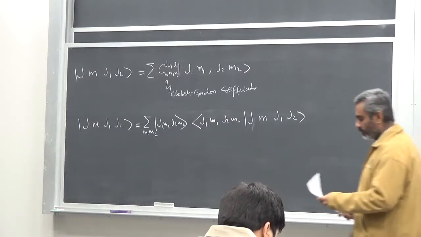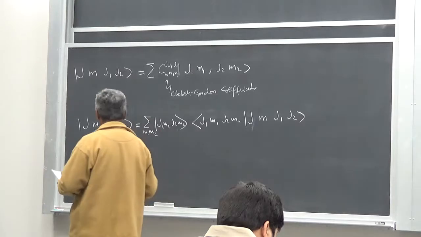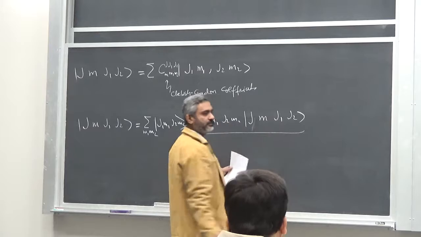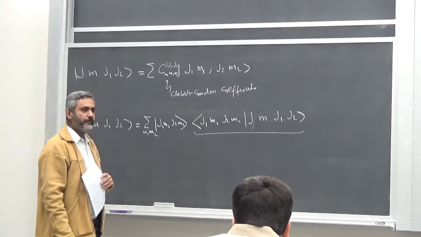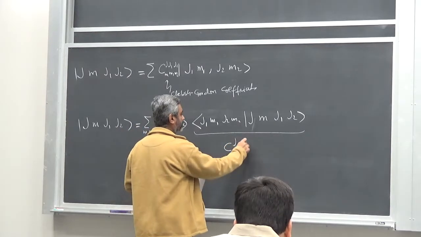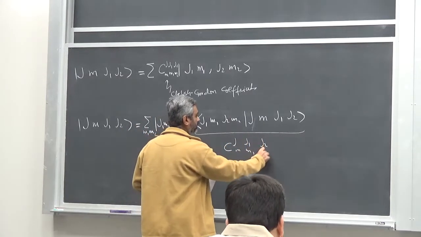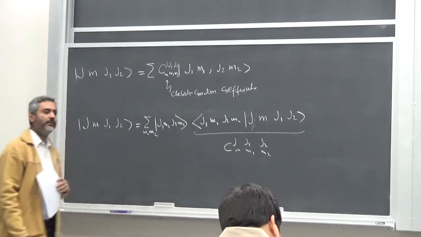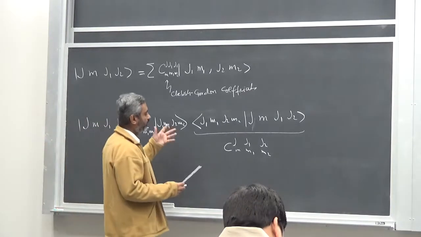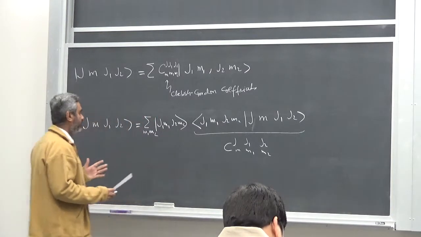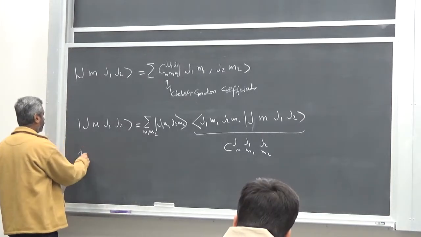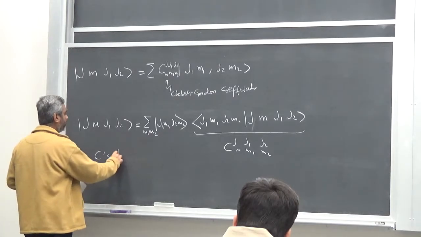Okay. So if you compare these two, you can just see that this thing is, what is this thing? These are just Clebsch-Gordan coefficients, right? Now I'm going to tell you a few things about Clebsch-Gordan coefficients, and then I'm going to prove a few of them. The first thing is that you can choose C's to be real.